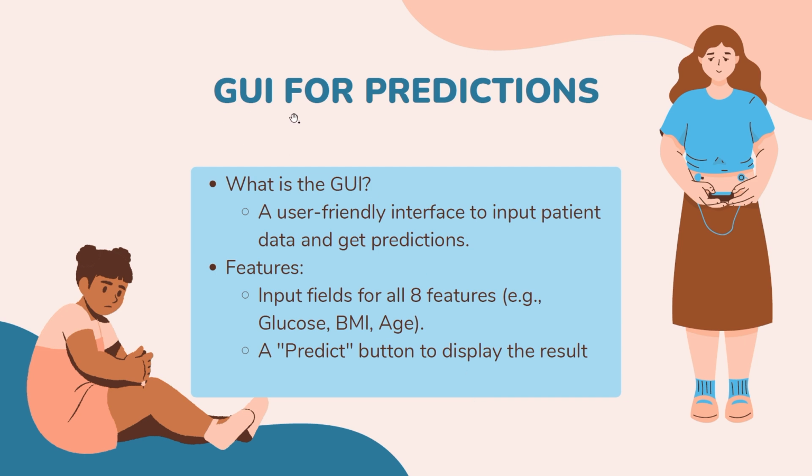Next comes the GUI for predictions. So what is the GUI? A GUI is basically a user-friendly interface so that patients can input the data and get the prediction. We will use 8 input fields for the features such as glucose, BMI and age, and also have a predict button to display the result.